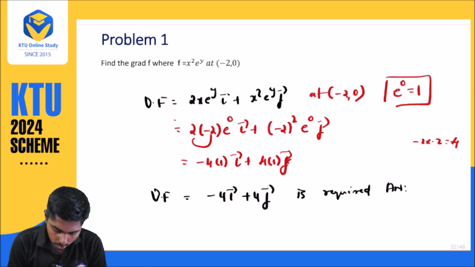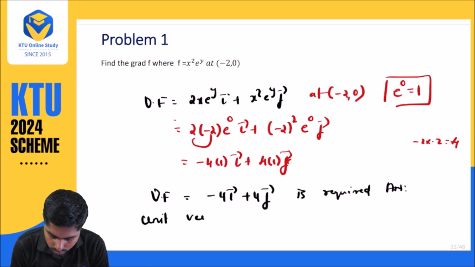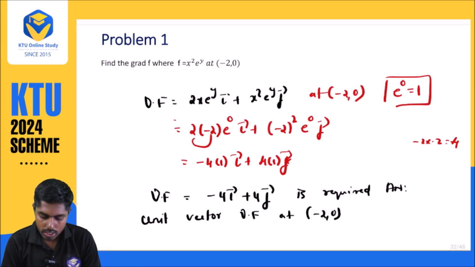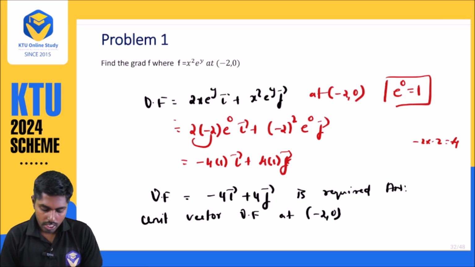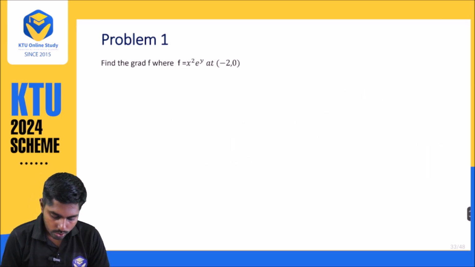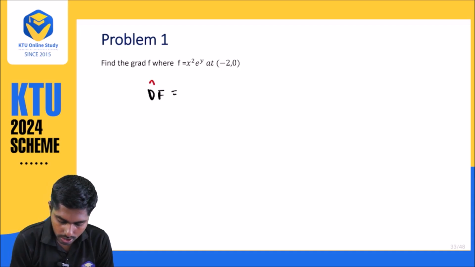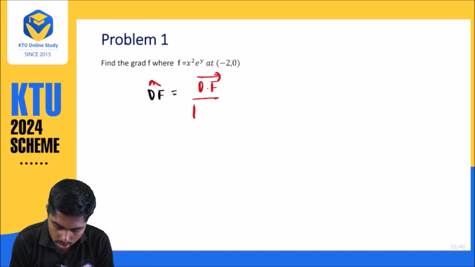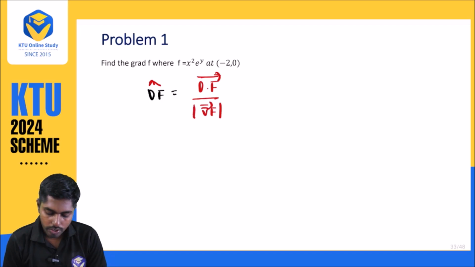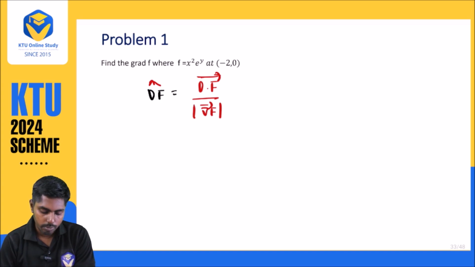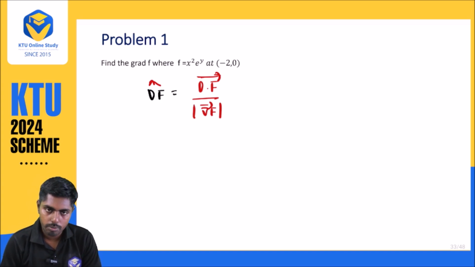If they are asking about the unit vector of grad f at the point (-2, 0), what is the thing? We have already identified grad f. They are asking about the unit vector, so what is the unit vector? The unit vector is nothing but grad f vector divided by modulus of grad f. If they are asking about the unit vector, it means gradient f divided by modulus of gradient f.